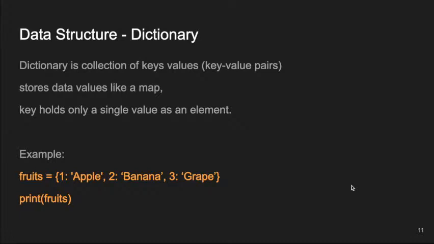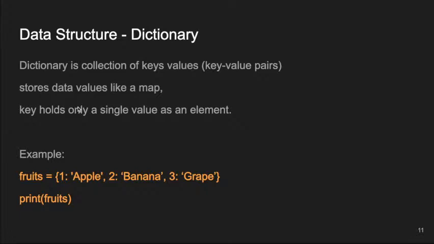Then the other data structure that we'll look at is called a dictionary. Dictionaries, basically you can think of them as collections, and they usually have keys and values. So they are key-value paired.